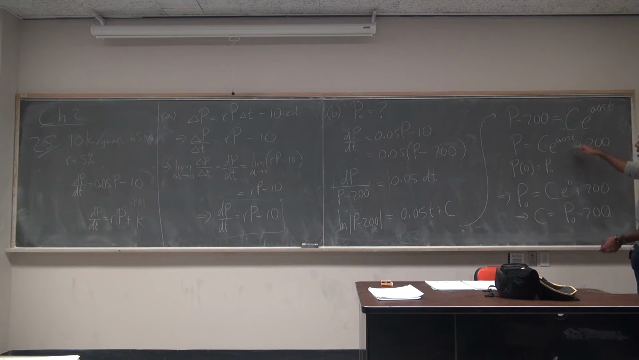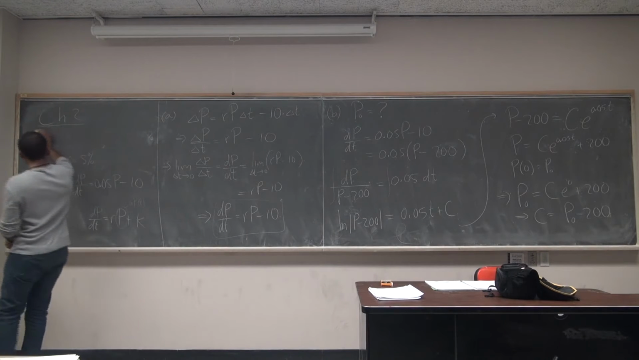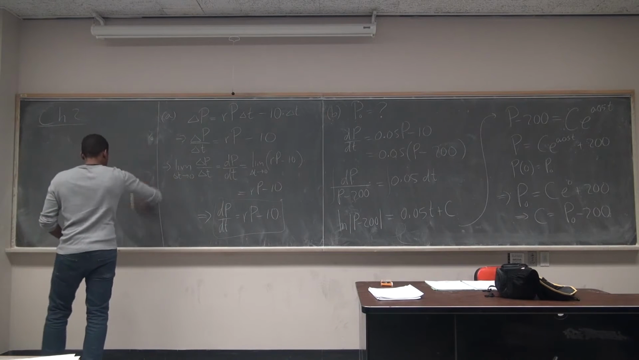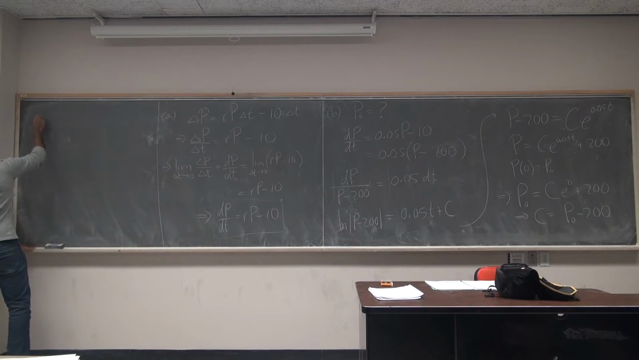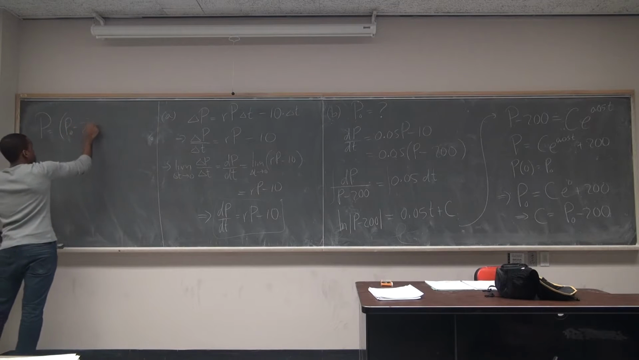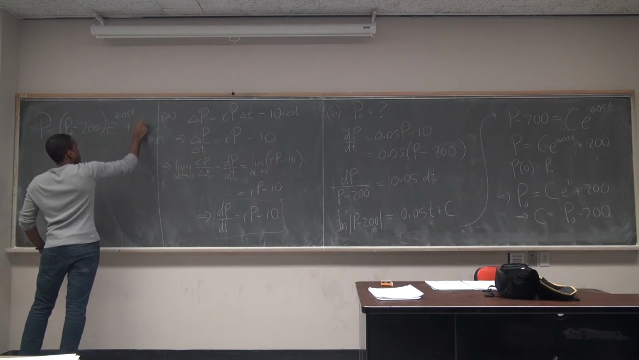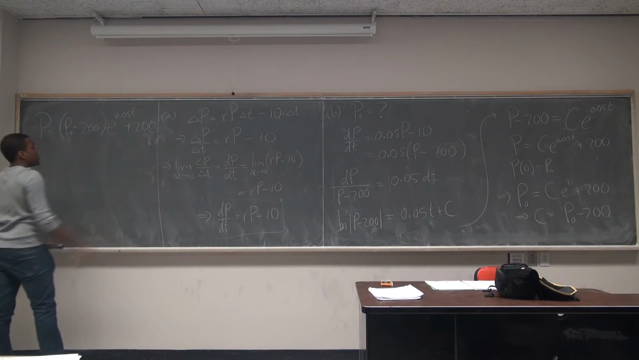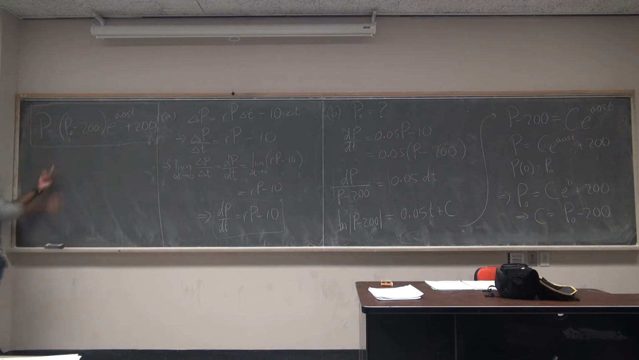And so I'm going to go back and plug it in here. And I would end up with p is equal to (p0 minus 200) e to the 0.05t plus 200. And that's the answer to part B. So you'll notice that the answer has a value that you're not sure what it is. You just call it p0.